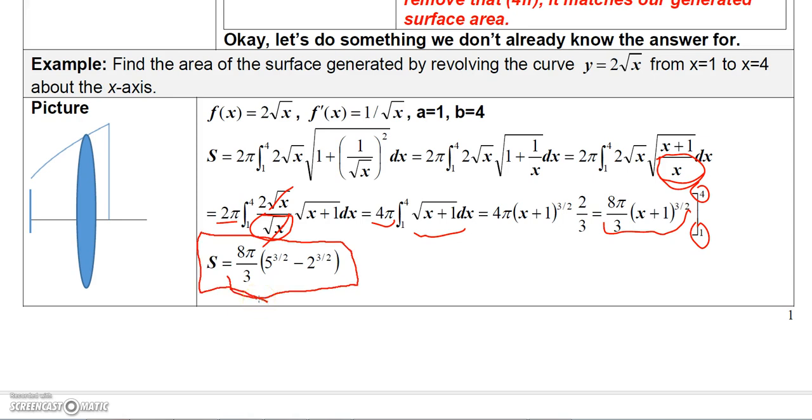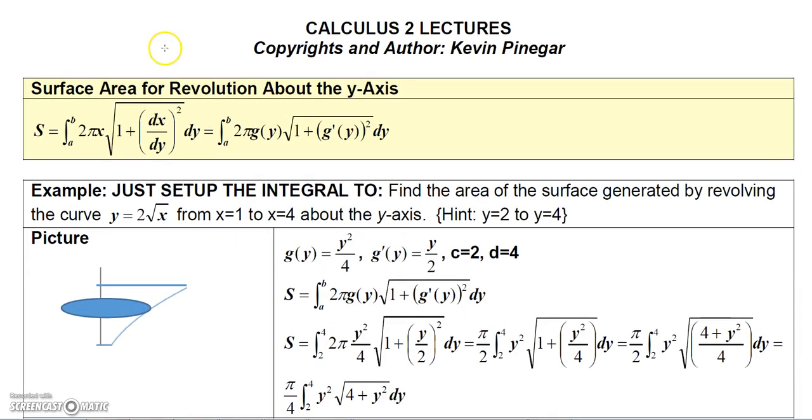And the reason they generally do that is to make sure that you didn't use some sort of technology to get the answer, because usually if you give the exact answer, then you must have solved this using calculus and not technology. Okay, on the next examples, I'm just going to show you how to set these up.